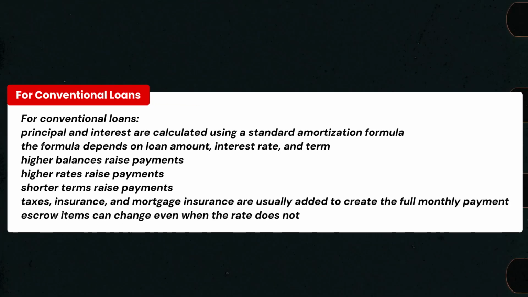Here's the core framework. For conventional loans, principal and interest are calculated using a standard amortization formula. The formula depends on the loan amount, interest rate, and the term. Higher balances raise payments, higher rates raise payments, shorter terms raise payments. Taxes, insurance, and mortgage insurance are usually added to create the full monthly payment, and escrow items can be changed even when the rate does not. So once you understand all of those pieces, the numbers become far less mysterious.